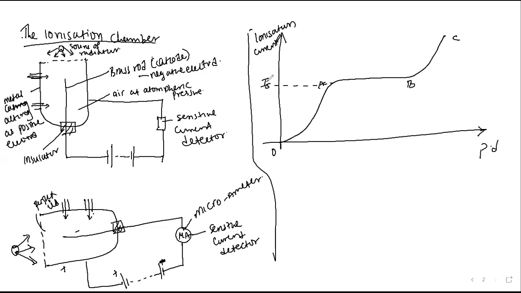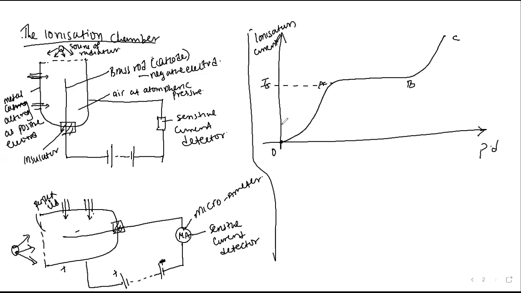Now, what happens is, at O, when the PD is applied, straight away we get a pulse detected. So we shall get some ionization current flowing. But the PD is not high enough to cause what? To cause recombination of ions. Then when you reach point A, when you have increased the PD, you will attain what we call the saturation current.